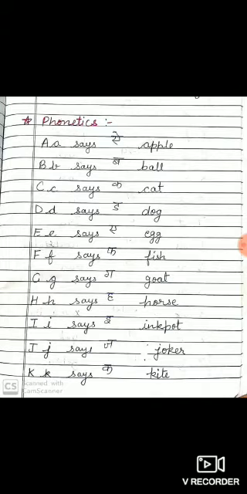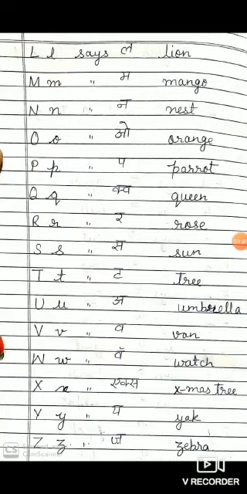G says G, goat, grass. H says H, horse. So whichever word is sounding with H, that will always start with the letter H. I says E, ink pot, ice cream. J says J, joker, jug. K says K, kite. L says L, lion. M says M, mango. N says N, nest. O says O, orange. P says P, parrot, pen.